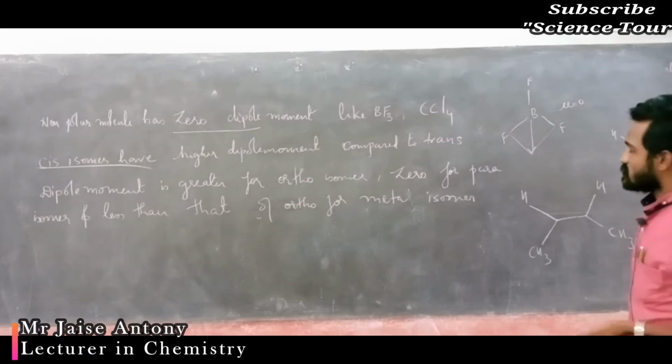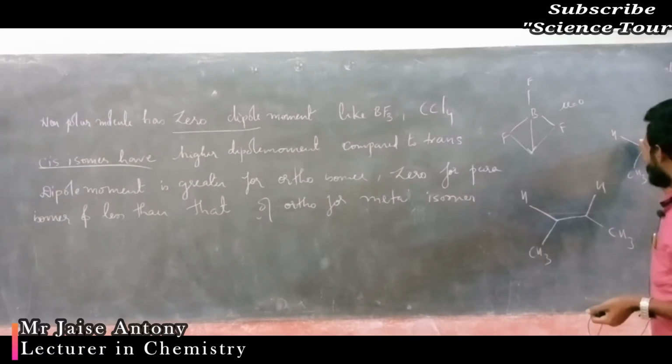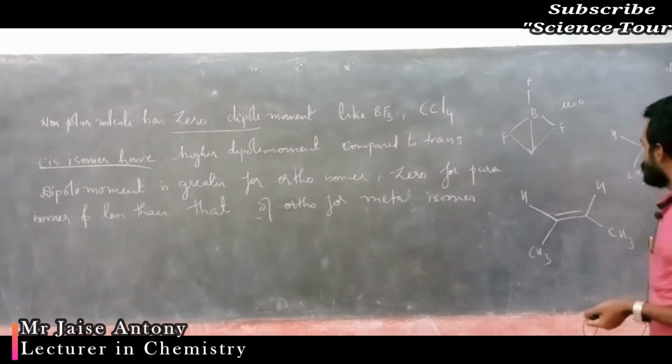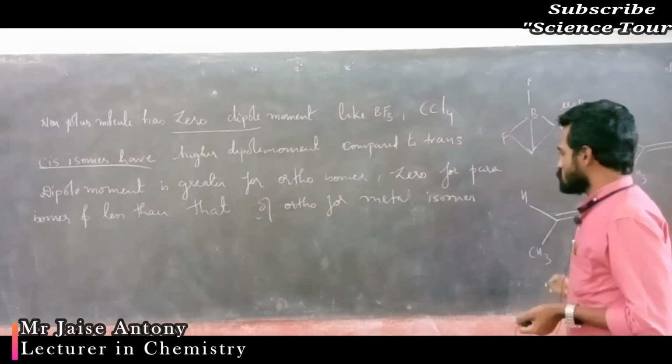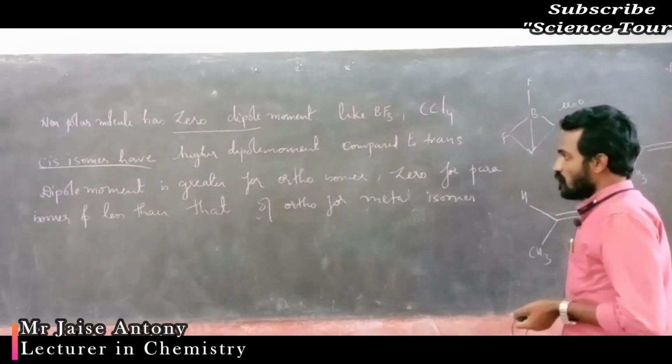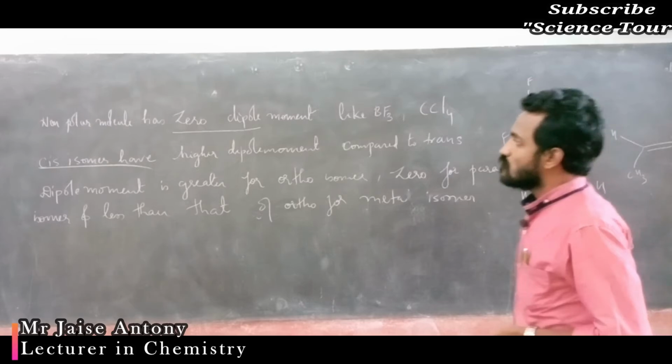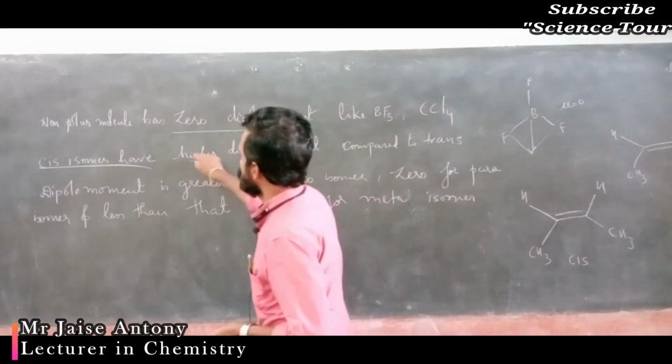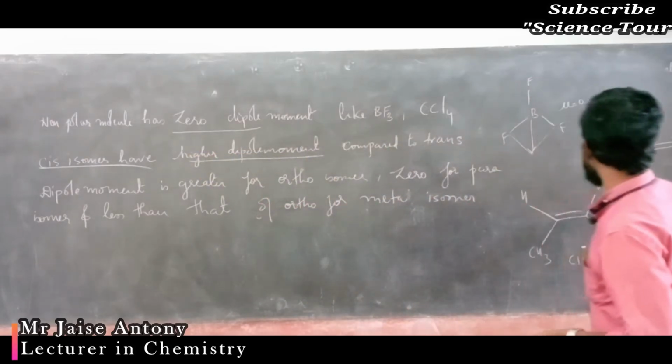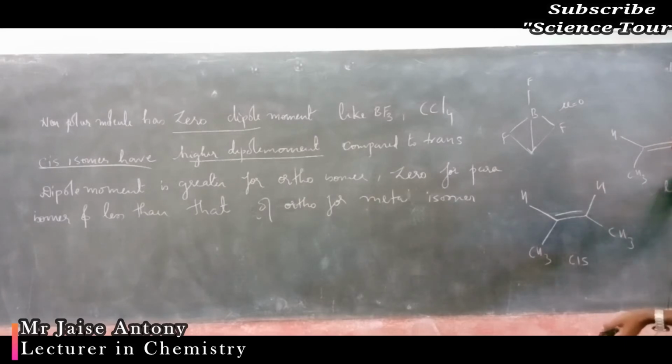The trans form is like this: 1, 2, 3, 4. Here this is the cis form and this is the trans form. The cis form has a higher dipole moment compared to the trans form. The trans form has zero dipole moment, that is, mu is equal to 0.